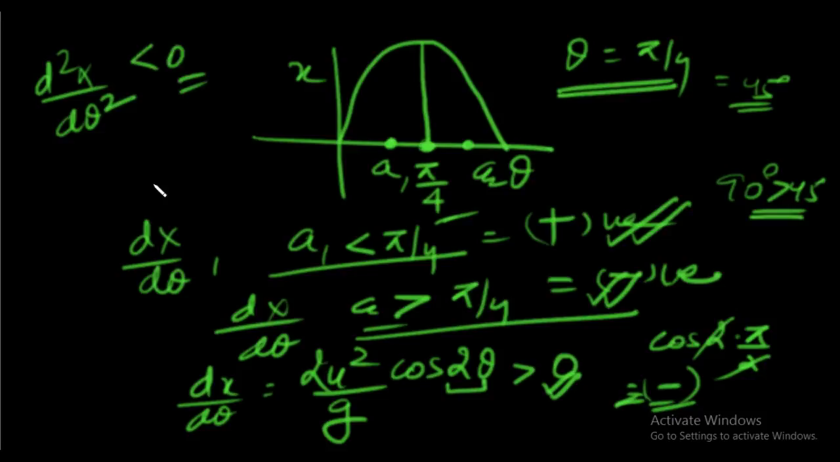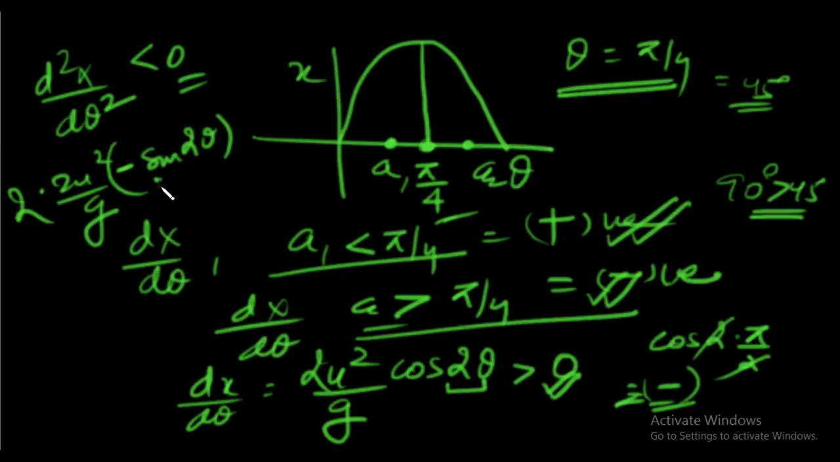has to remain always negative. We can see here, we double differentiate this, so we have 2u square by g times minus sine 2 theta times 2. So you take any quantity, this will be minus. For example, earlier we have taken 15 degrees, right? So 15 degrees, sine 30, this is negative.